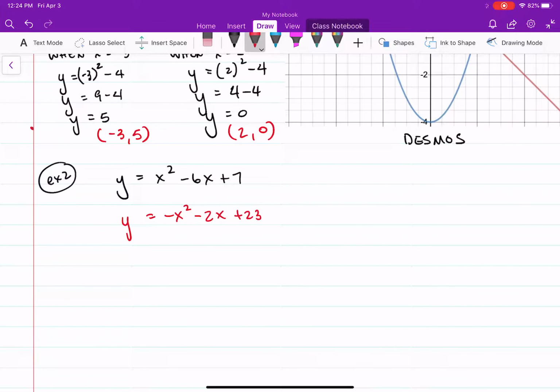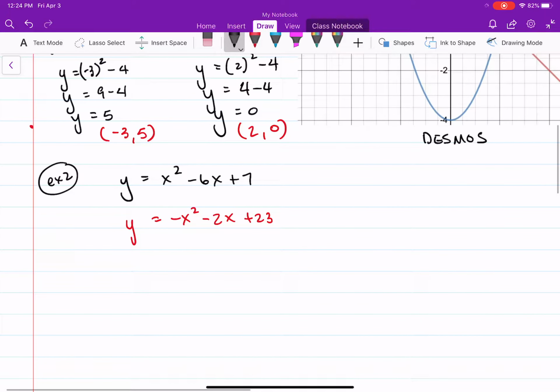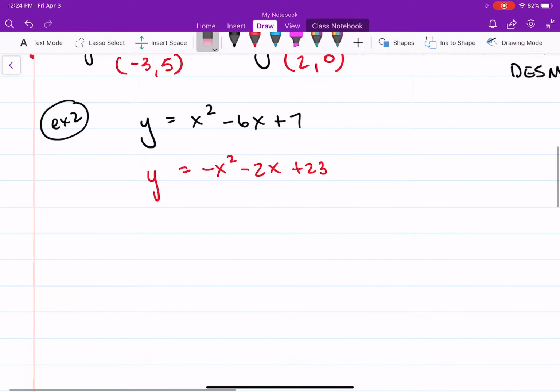All right, so the thing that you have to look at is, okay, so I have y equals and y equals. Great. It made my job a lot easier because they set both to be y equals. So what I'm going to do is take the second equation and make it equal to the first equation. So here we go. It's going to be a negative x squared minus 2x plus 23 and have it equal to, and replace the top y there with x squared minus 6x plus 7.